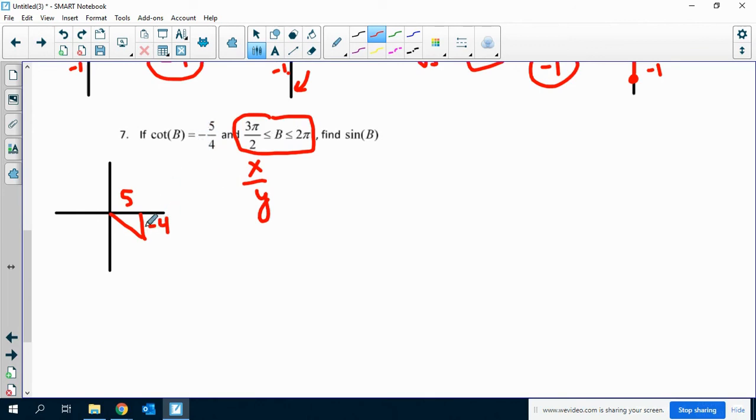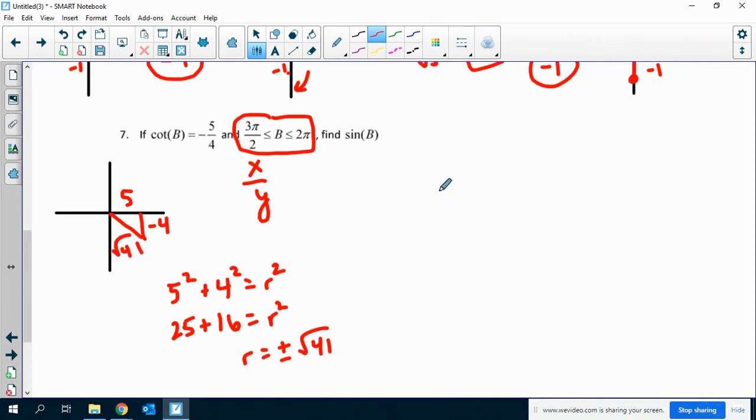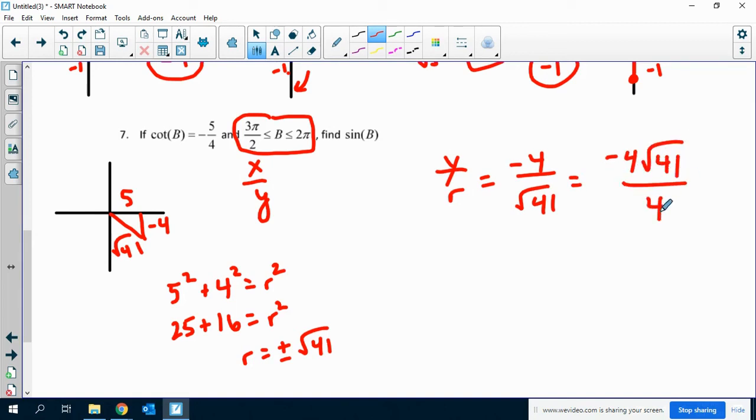So that's where the negative comes from. We're putting it with the y. So I have x is 5 and y is 4. So I can do the Pythagorean theorem to figure out what r is here. So 5 squared is 25, 4 squared is 16. So r equals plus or minus the square root of 41. We always treat r like it's positive, so that's the square root of 41. So if I want sine, that's y over r. So that's -4 over root 41, which I can rationalize the denominator. So -4 root 41 over 41 is my final answer.